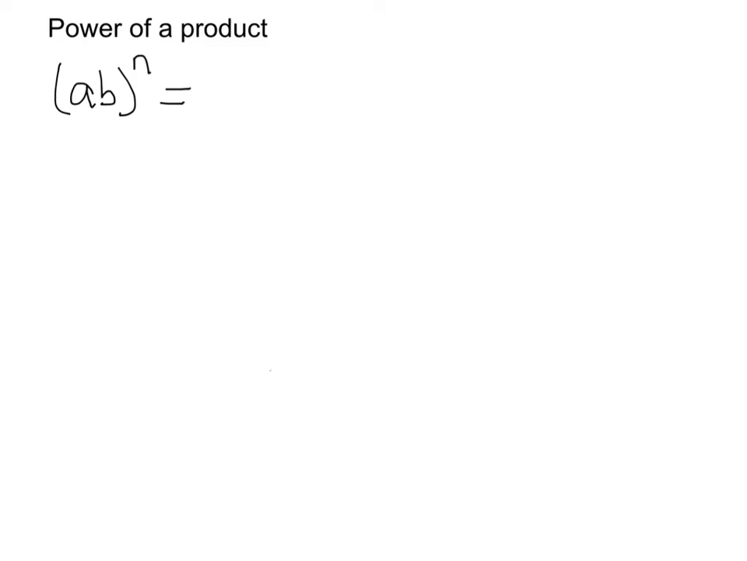Okay, so we're going to look at a power of a product property. And you'll notice here I have our variables set up. So what do we do in this situation? I'm going to use this term loosely, but we're basically going to distribute the exponent to both terms. And so it'll end up being a to the n times b to the n.